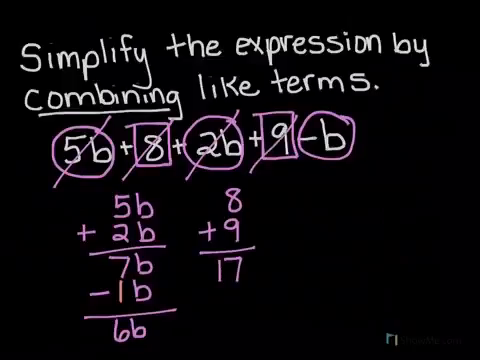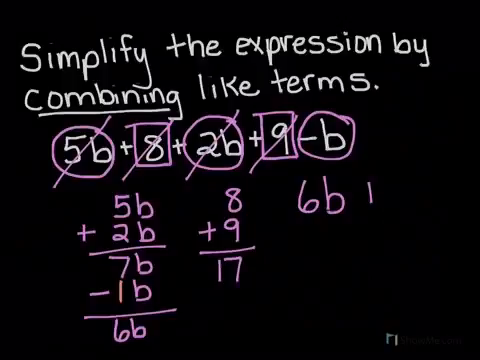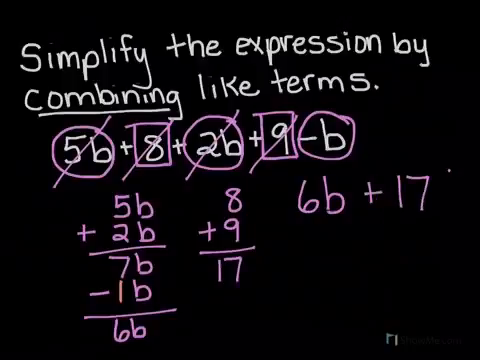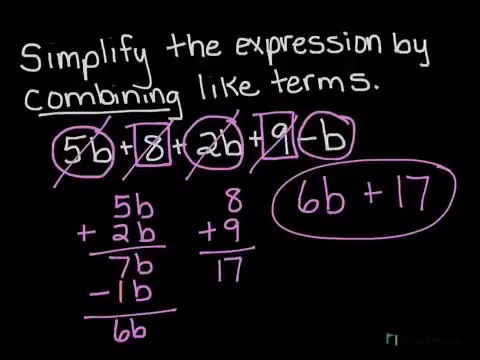So now I'm going to put those together. So we have 6b plus 17. And I've used that commutative property of addition to simplify my expression.